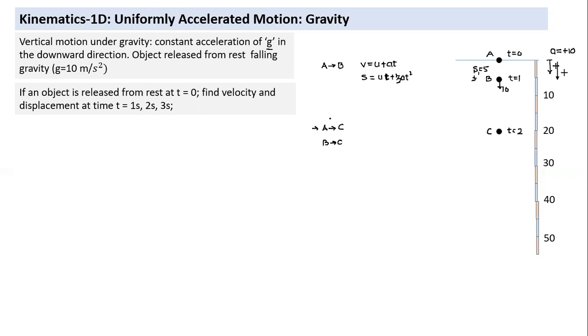But if I say A and C, t will be 2 seconds. The a value will be the same irrespective of which 2 points I choose. Okay, so this was just to highlight the important point. All 3 equations are applied to 2 instances of motion, and this equation involves 3 vector quantities.